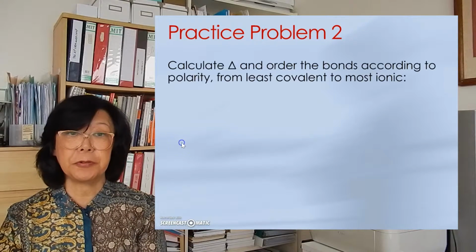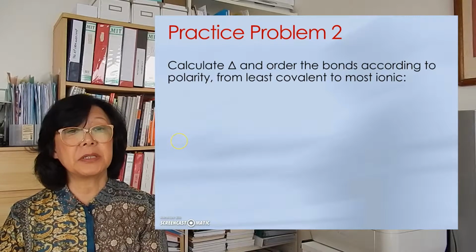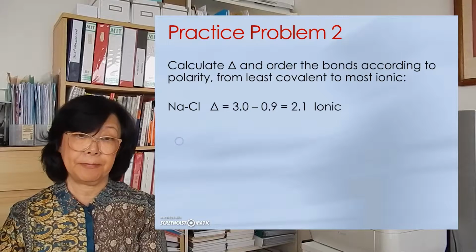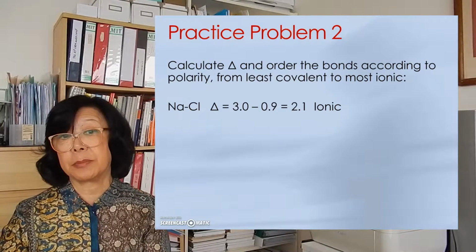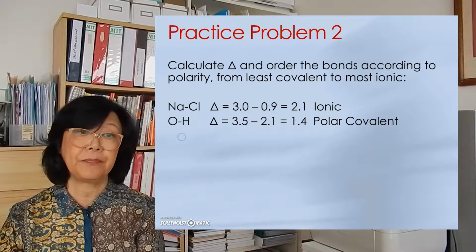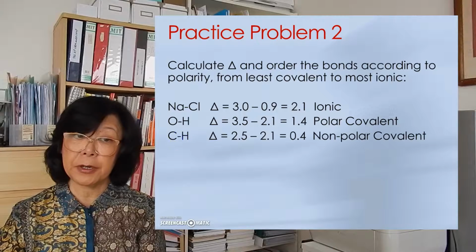Practice problem number 2. Calculate the delta and order the bonds according to polarity from least covalent to most ionic. First of all, with sodium chloride, the calculated value is 2.1. That's clearly ionic. With the OH bond, delta is 1.4, polar covalent bond.